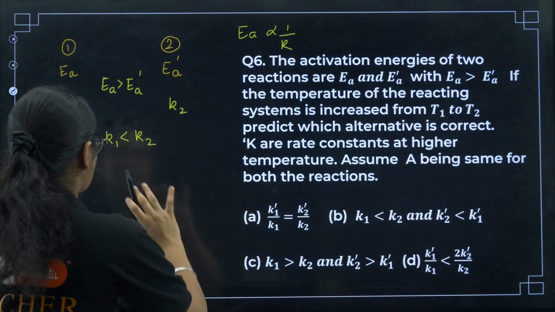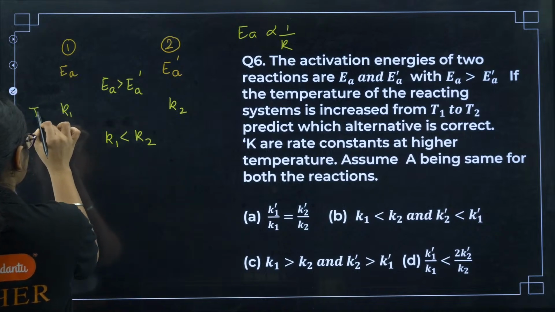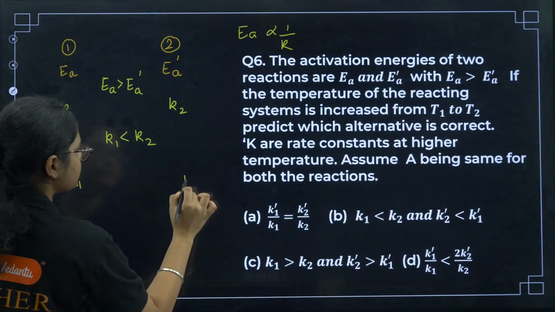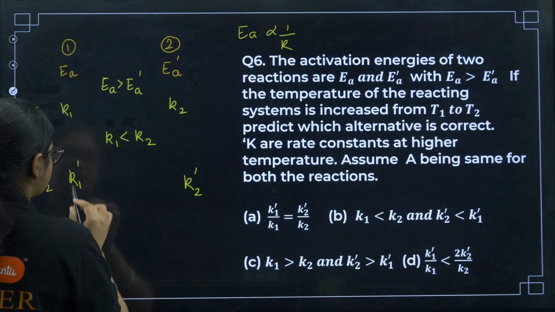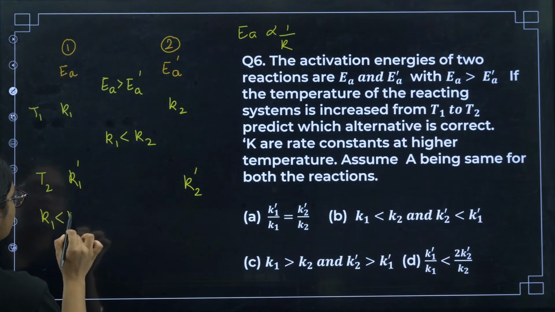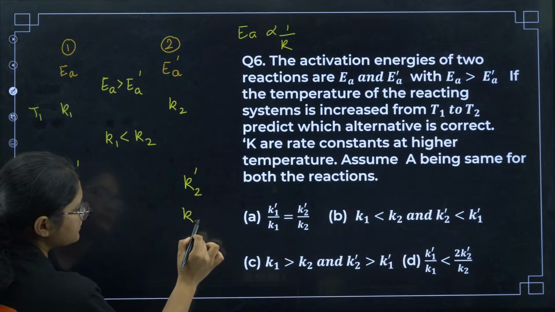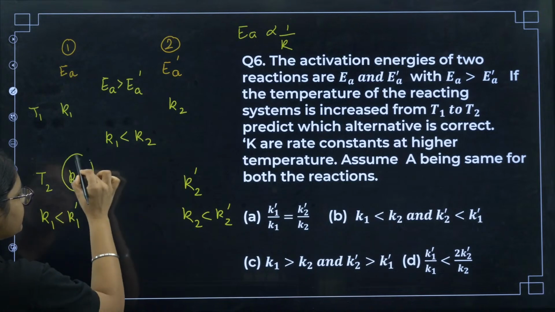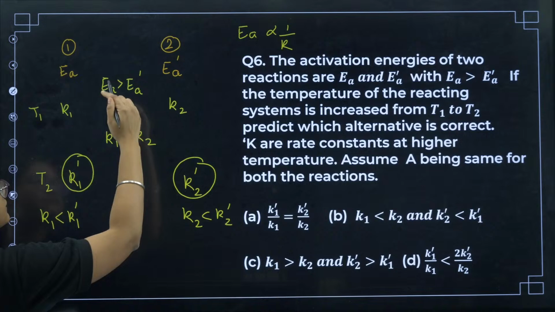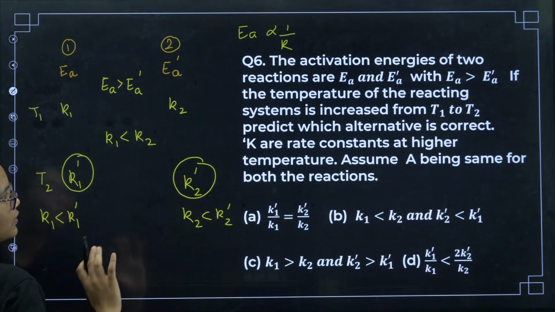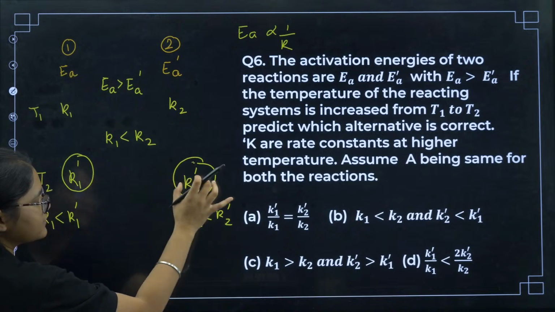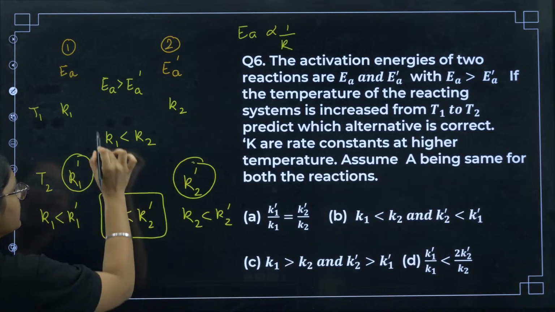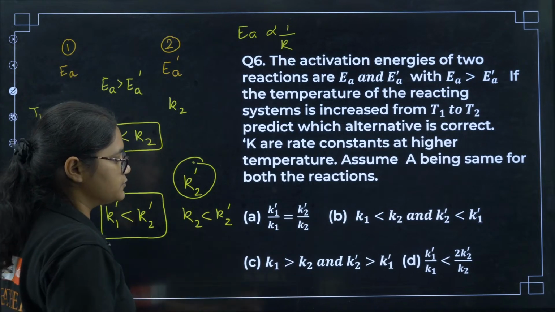Fine. So now what we have done, this was at temperature T1. We increase the temperature to T2. At T2 what will happen? I will get K1 dash, I will get K2 dash. So I can say that K1 is smaller than K1 dash, and K2 is smaller than K2 dash. This relation is there. But what is the relation between these two? This was at temperature T1, this is at temperature T2, but since its activation energy is less, definitely this one will be more. So I can again say K1 dash is less than K2 dash. So that is your option number B here.